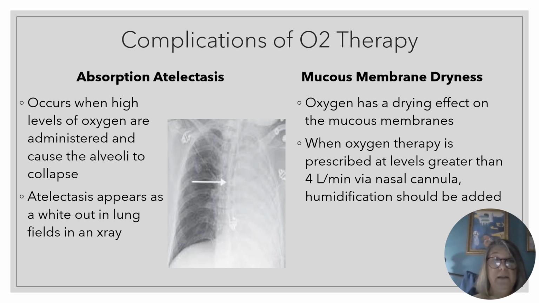Mucous membrane dryness. Oxygen has a drying effect on the mucous membranes because the humidification of inspired air is lessened for the patient who is receiving O2 therapy. When O2 therapy is prescribed at levels greater than 4 liters via nasal cannula, humidification should be added. The humidification occurs when the O2 is passed through sterile water, causing bubbling in the container, and then goes through the tubing to the patient's mask or cannula. This process restores the humidity that is normally present in room air.